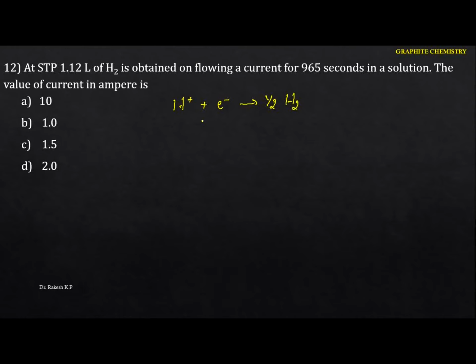According to this, 1 Faraday liberates half mole of hydrogen. 1 mole of any gas liberates 22.4 liters at STP, so half mole means 11.2. This 1 Faraday I'm going to take in terms of coulomb. The 96,500 coulomb, on passing this much current through the acid solution, liberates 11.2 liters of hydrogen gas at STP.